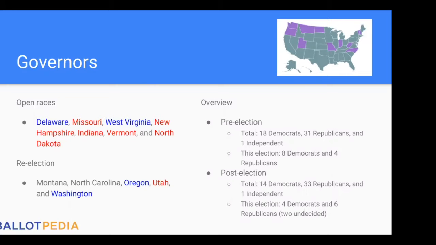So looking at the down-ballot impact, West Virginia actually voted for Trump, but they voted a Democratic governor into office. And on the flip side, New Hampshire and Vermont actually voted for Clinton, but they voted in a Republican governor.